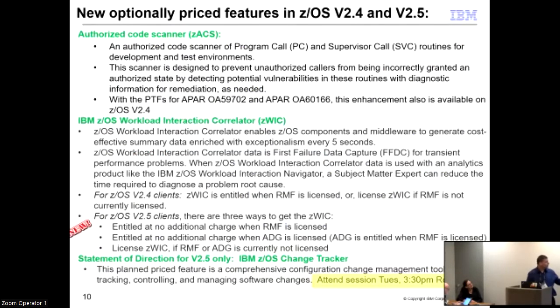The other is the IBM z/OS Workload Interaction Correlator, or zWIC. It enables z/OS components and middleware to generate a cost-effective summary of data. And you can obtain this in z/OS 2.5 three different ways. It's entitled with no additional cost when you have RMF licensed, or it's entitled with no additional cost when you have ADG licensed. And you can also just license zWIC if you don't have the ADG or RMF license.